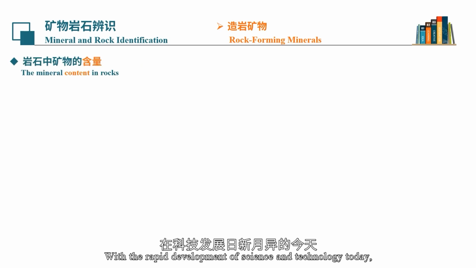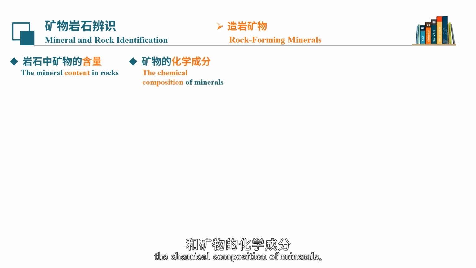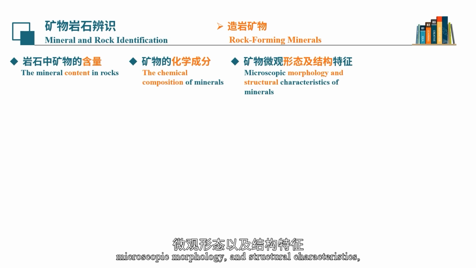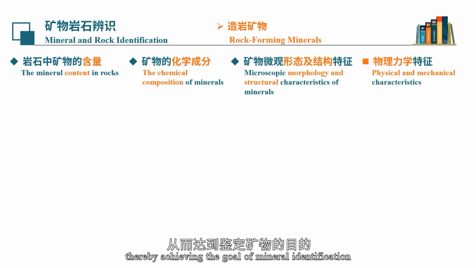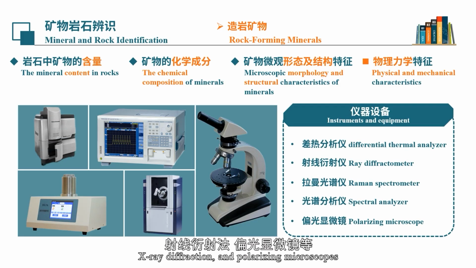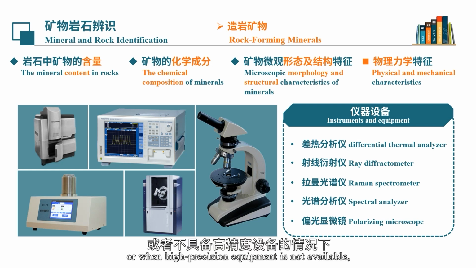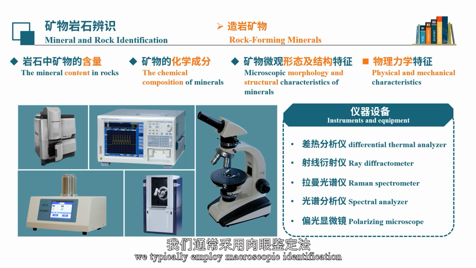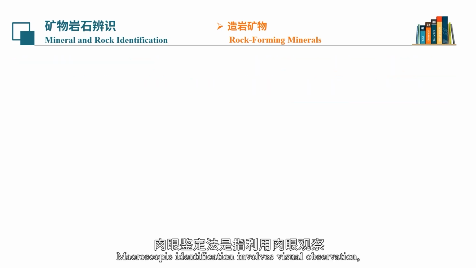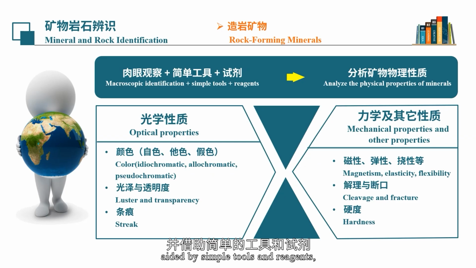With the rapid development of science and technology today, we can utilize instruments and equipment to analyze the mineral content in rocks, the chemical composition of minerals, microscopic morphology, and structural characteristics, thereby achieving the goal of mineral identification, including differential thermal analysis, X-ray diffraction, and polarizing microscopes. However, in the field, or when high-precision equipment is not available, we typically employ macroscopic identification. Macroscopic identification involves visual observation, aided by simple tools and reagents, to analyze the physical properties of minerals.